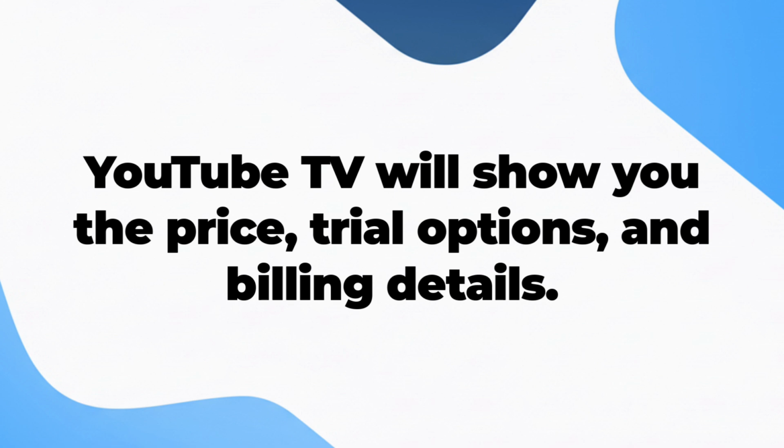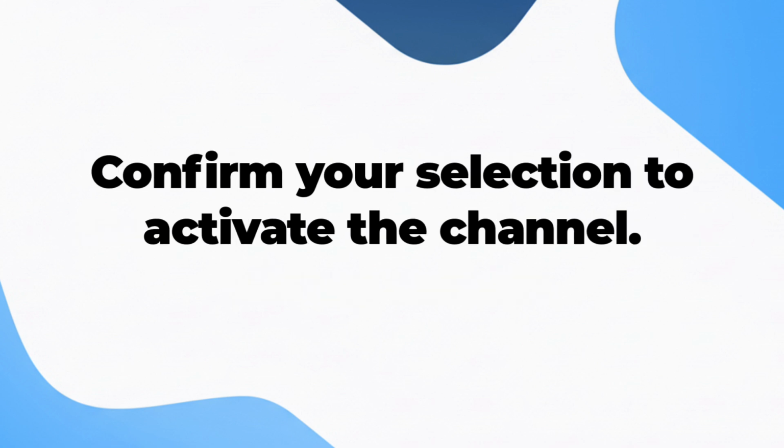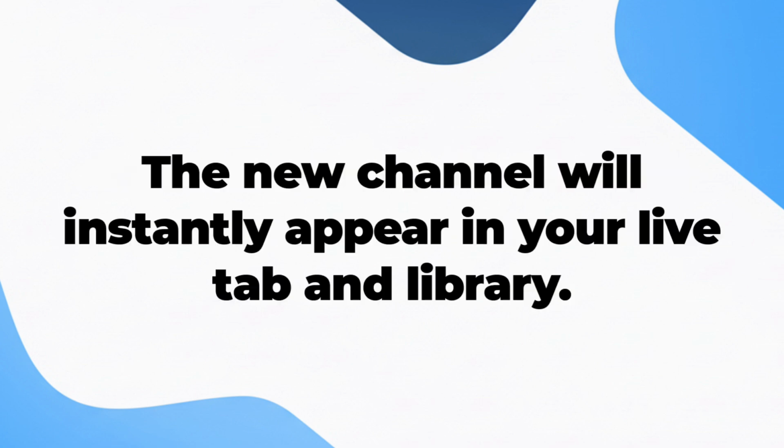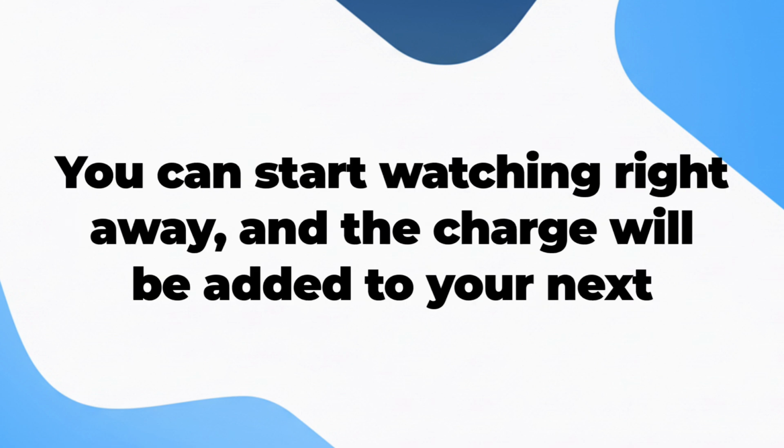YouTube TV will show you the price, trial options, and billing details. Confirm your selection to activate the channel. That's it. The new channel will instantly appear in your Live tab and library. You can start watching right away, and the charge will be added to your next billing cycle.